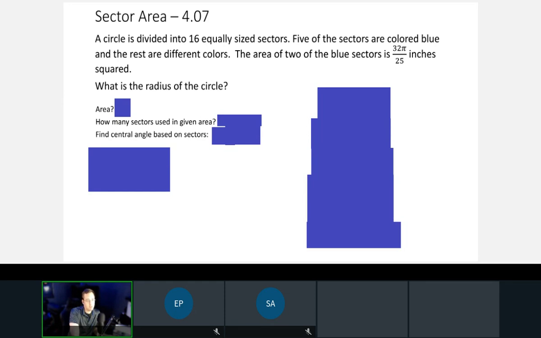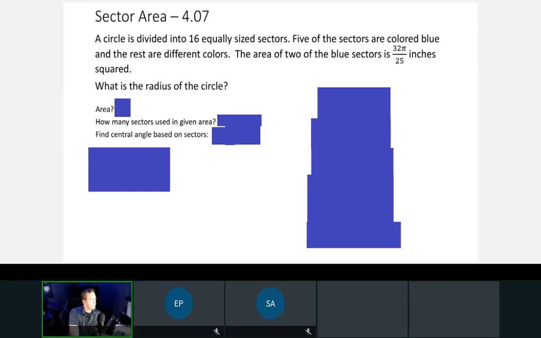Hopefully it makes more sense now. The rewrite makes a lot more sense than what I did this morning, because everything was a big mess. This one says: a circle is divided into 16 equally sized sectors. 5 of the sectors are colored blue, and the rest are different colors. The area of 2 of the blue sectors is 32 pi over 25 inches squared. What is the radius of the circle? That made sense this time.